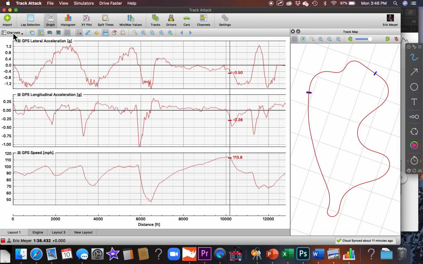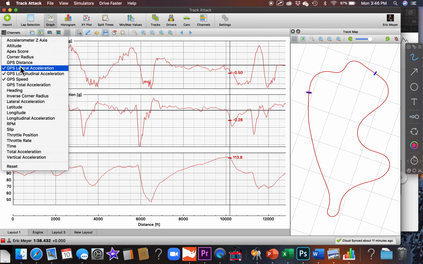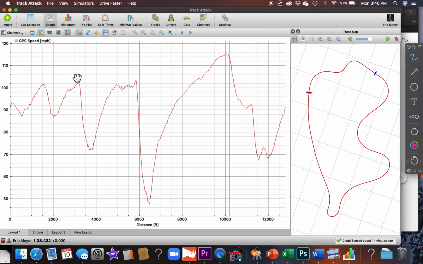Okay, so what we're going to do, and this is some of the software features, we're going to get rid of GPS generated lat and GPS generated long. I'm going to talk about those later. We're just going to look at the speed trace. So we got a couple things going on here, and I'm going to make it really simple.